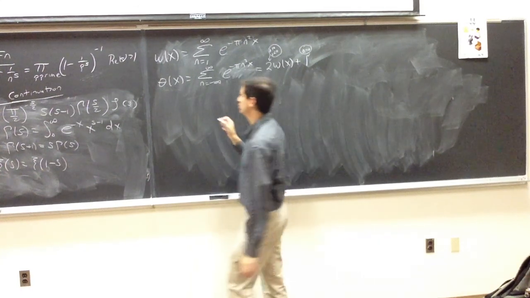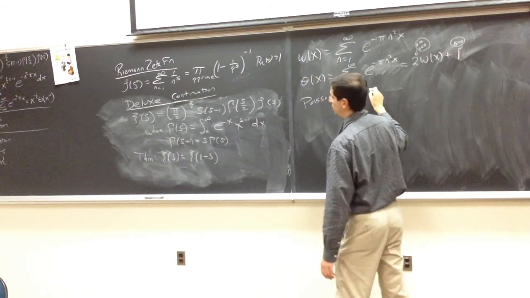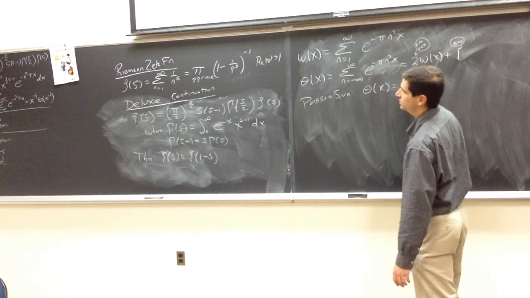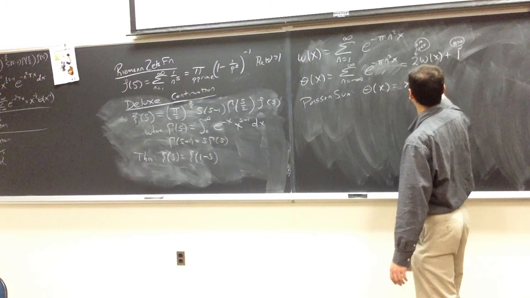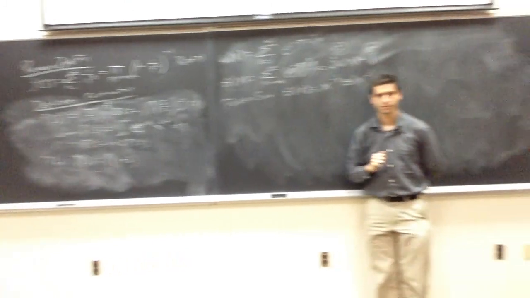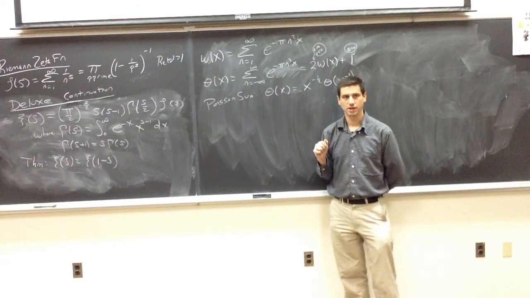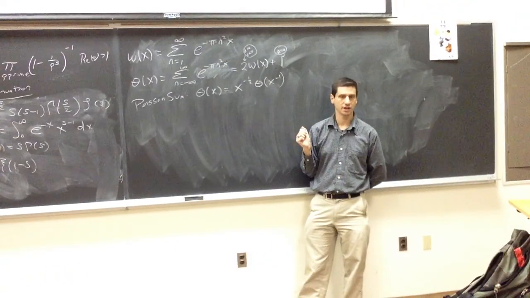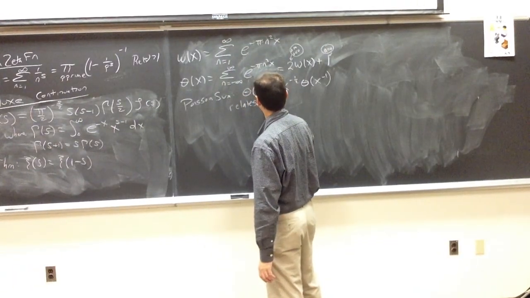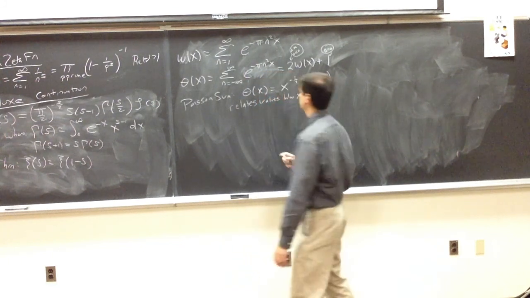Poisson summation. So Poisson summation says, and I think the way I've written it is, theta of x is x to the minus a half theta of x to the minus 1. So this is the functional equation for the theta function. It relates its value at x to its value at 1 over x. So it relates values between x and x inverse.